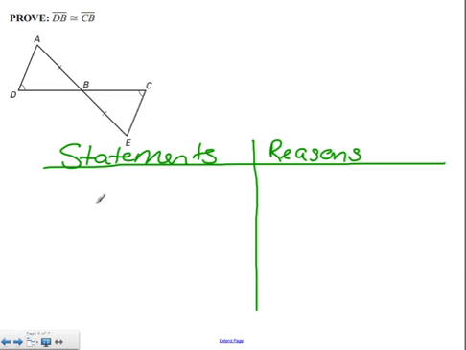We'll take a look at this theorem. We'll try to do this really quickly again. The first statement, we'll just write down our given information. So that'd be segment AB is congruent to segment BE. This is given to us.